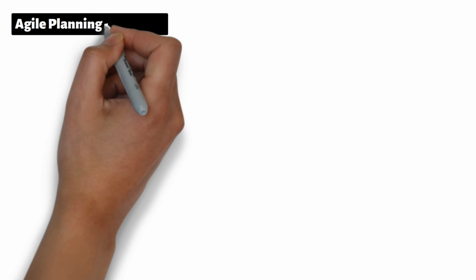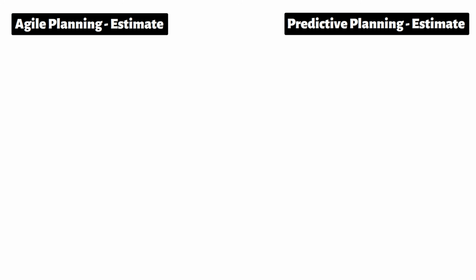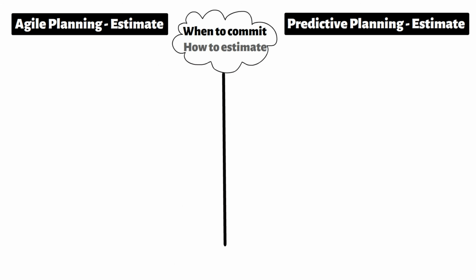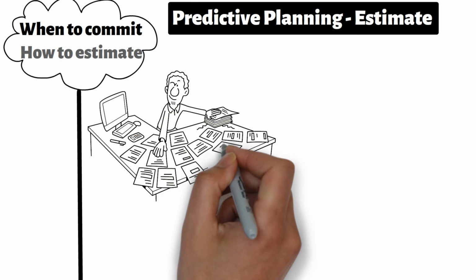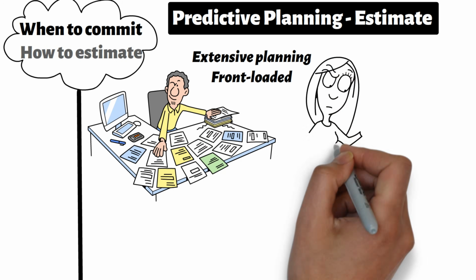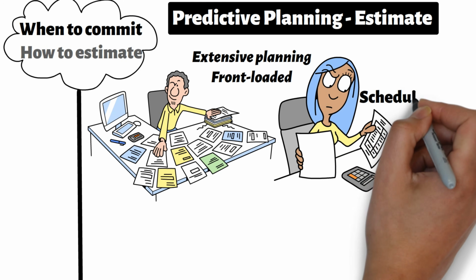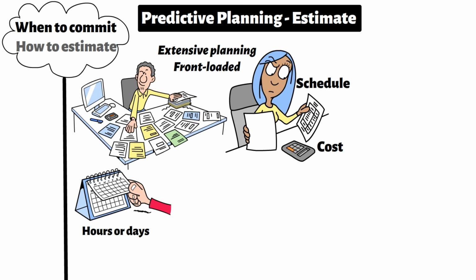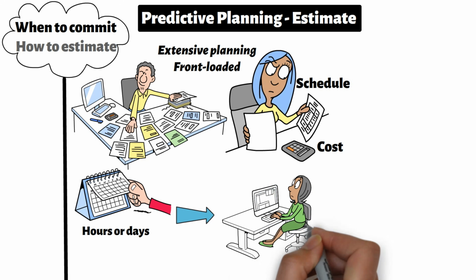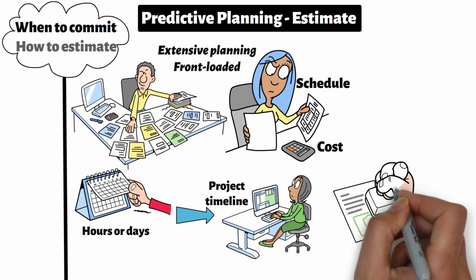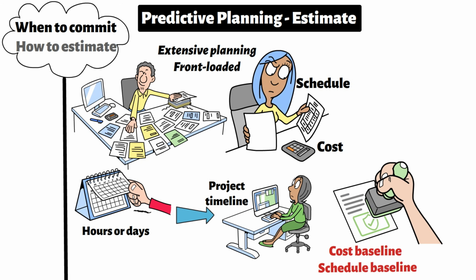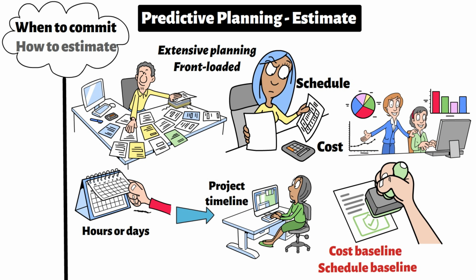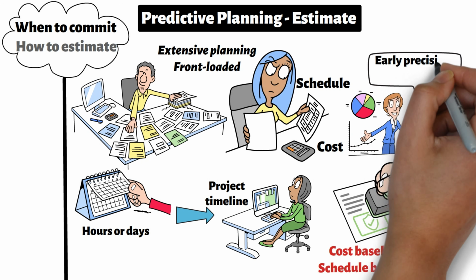Planning exists in both Agile and predictive initiatives. What differs is not whether we plan, it is when we commit and how we estimate. In a predictive environment, planning is extensive and front-loaded. The team creates a structured schedule and cost model based on the defined scope. Work is estimated in hours or days, and those estimates roll up into a full project timeline. Once approved, schedule and cost baselines are established. From that point forward, performance is measured against those baselines. The goal is early precision and predictability.